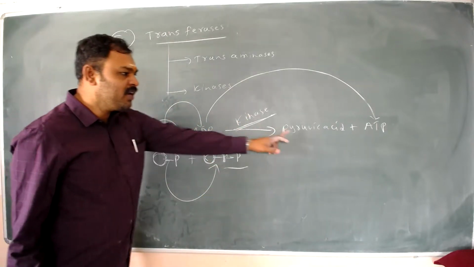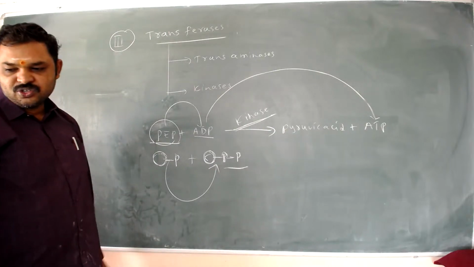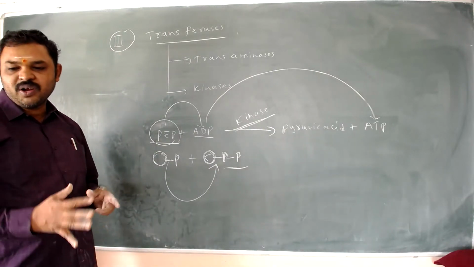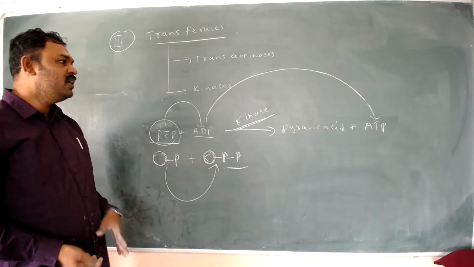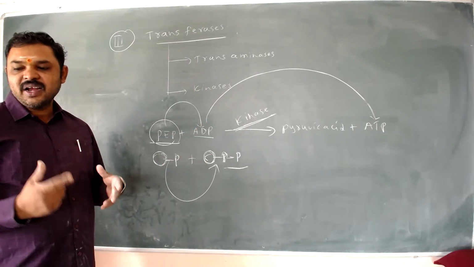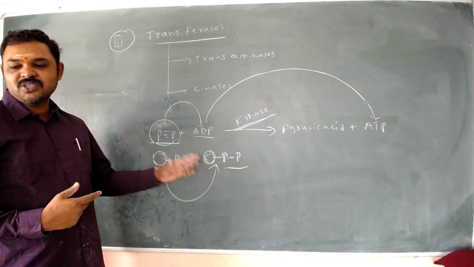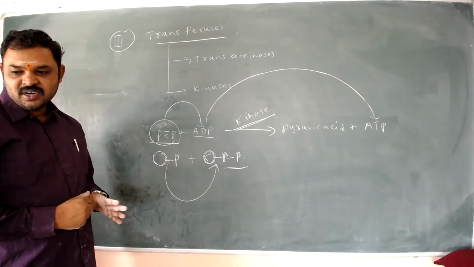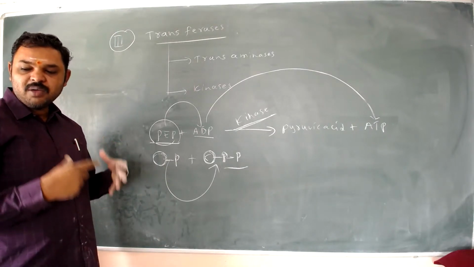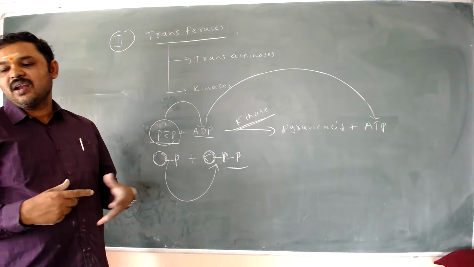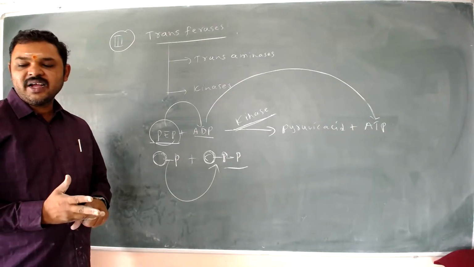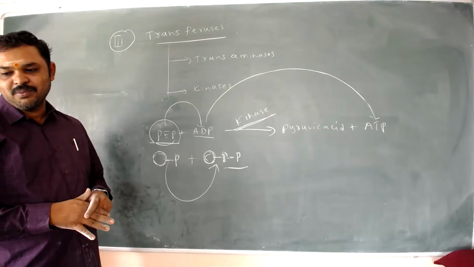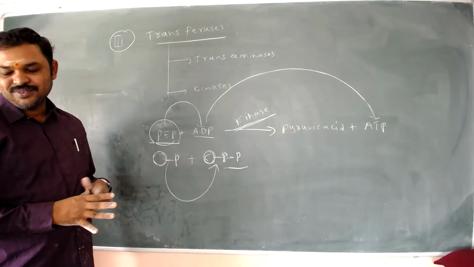Then how will it be converted? Pyruvic acid. Here the transfer of phosphate from one substance to another is induced by an enzyme called kinase. Kinases can transfer phosphate from one substance to another. Transaminases can transfer an amine group from one substance to another. Like the transferases, transaminases and kinases are two subclasses of the transferase enzymes.